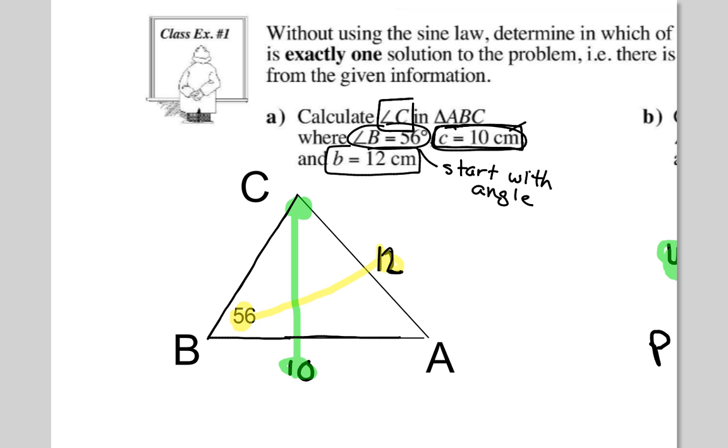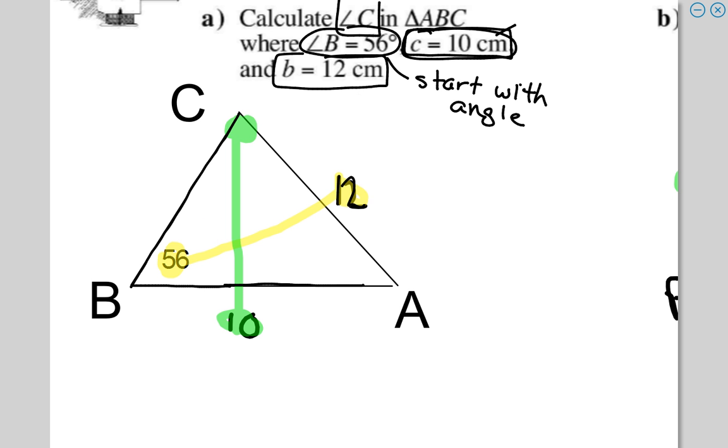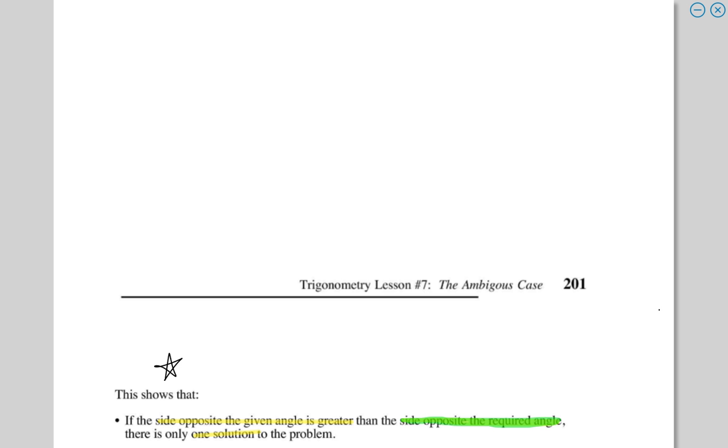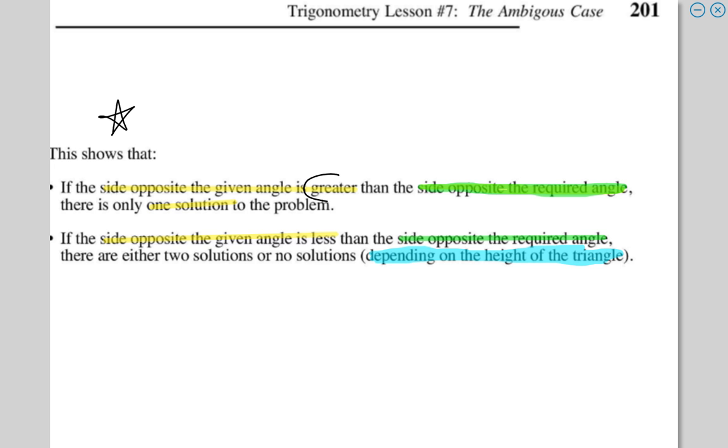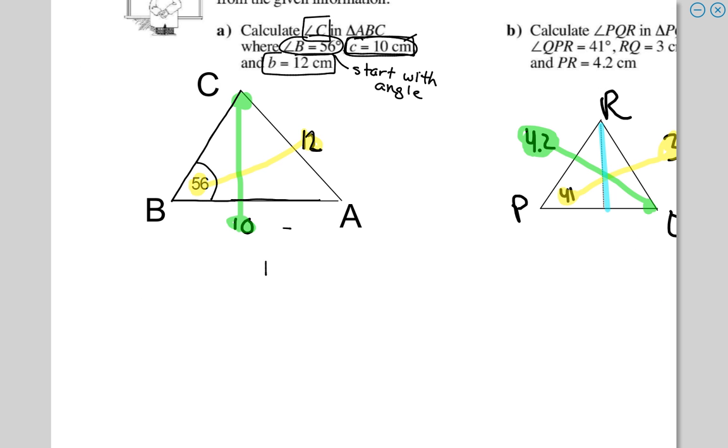Okay. So now once you have the triangle constructed, you go back into the notes, which is on a test, your brain. So this is what it takes for studying. And I've seen this ambiguous case on the final at various schools, and I've seen it on the unit test. So this is marks. Okay, so it says the side opposite the given angle, so I highlighted that in yellow, the side opposite the given angle, so that's 12. The angle 56 was given. The side opposite the given angle is greater than the side opposite the required angle. Is it greater? Yes, 12 is greater than 10.